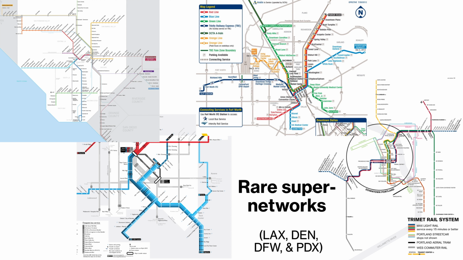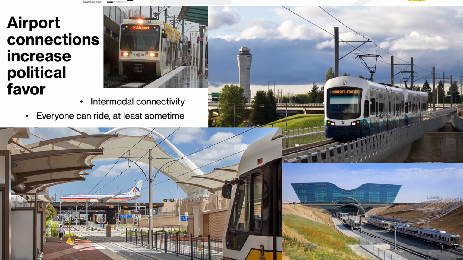Sometimes there are rare super networks where light rail is actually the predominant means of transport for the city, like you can see here in Los Angeles, Denver, Dallas, and Portland, but these are the few exceptions to the norm.